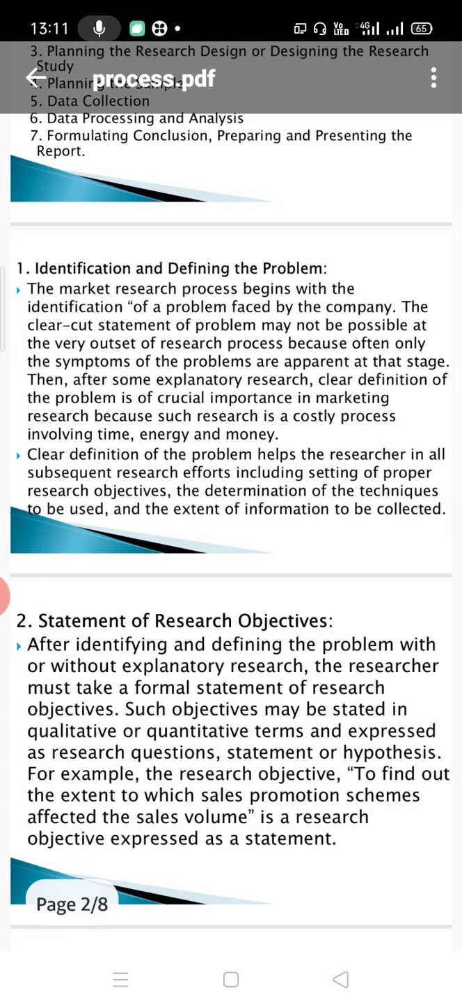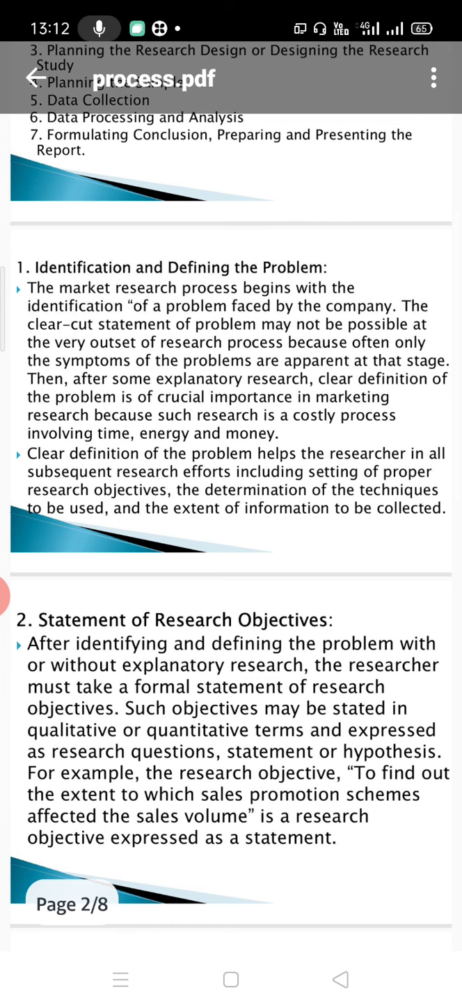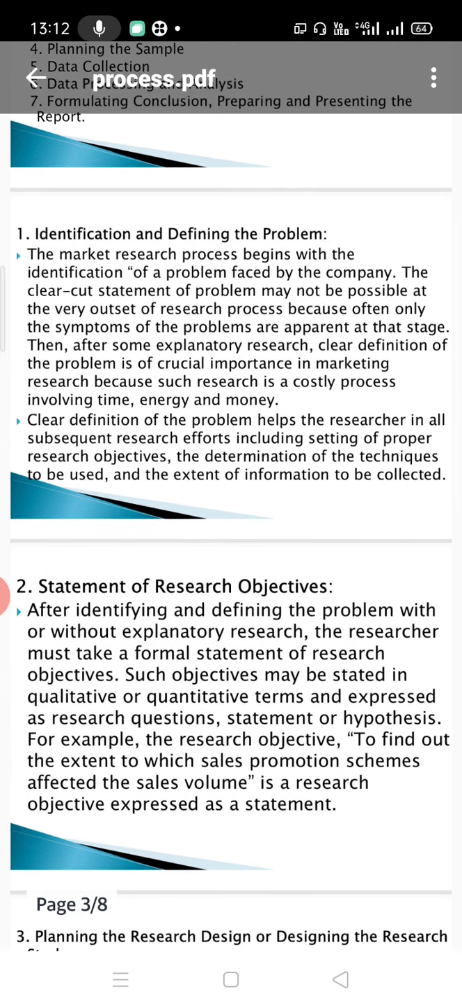Second, statement of research objective. After identifying and defining the problem, the next step in the process is the research objective, that is, to make a formal statement of research objective. Such objectives may be stated in quantitative or qualitative terms, or like a question, statement, or hypothesis.